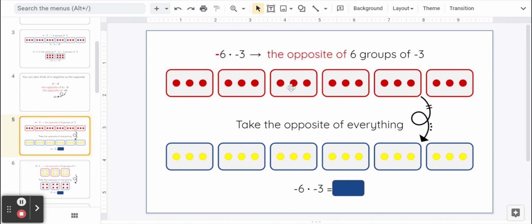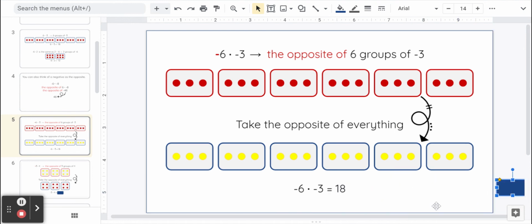But then I have to take the opposite of all of that. I cannot forget. So I'm going to turn all of these negatives into a positive. The opposite of a negative is a positive. So then all together at the end, I have 3, 6, 9, 12, 15, 18 yellows, which is positive 18. So negative 6 times negative 3 is positive 18.